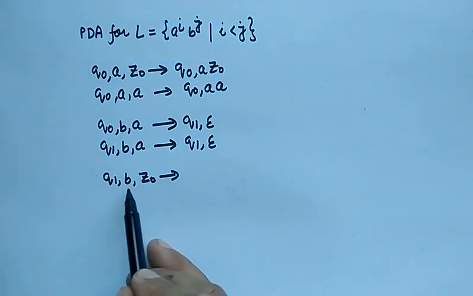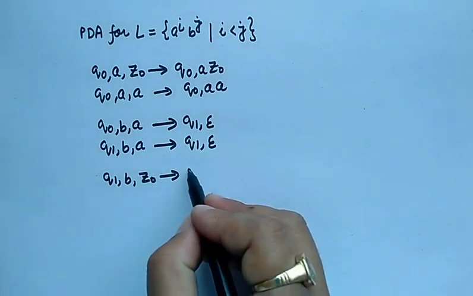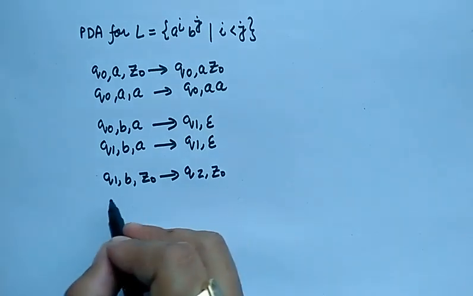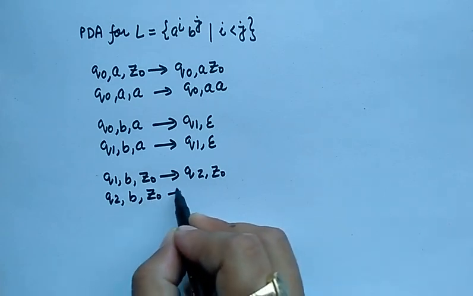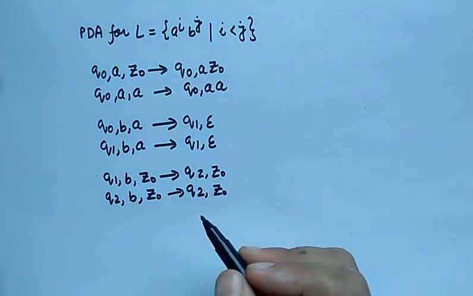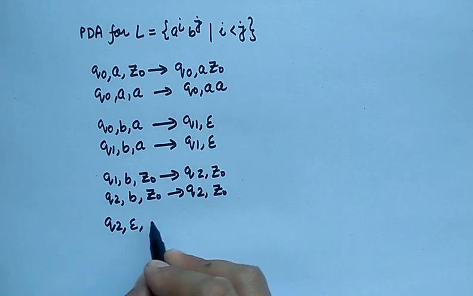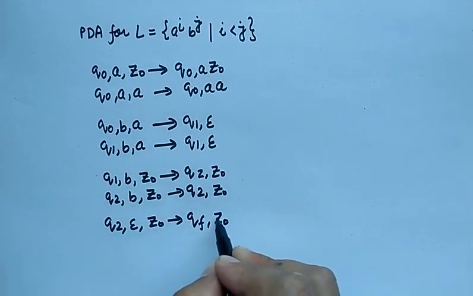But we have to read the rest of the B's also, meaning after this B, some more B's may be there. So what we will do, we will just change the state here, say Q2. Then at Q2 we will read the rest of the B's, and we will not do any operation with the stack. There is no need. And finally, when all B's are finished, we will get epsilon, that is end of string, and we will reach the final state.